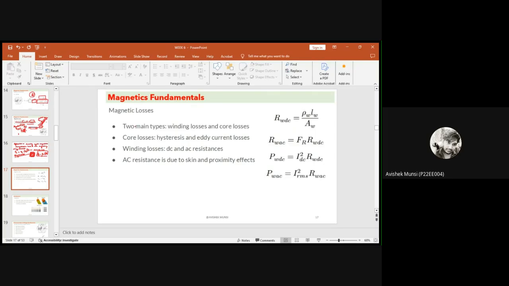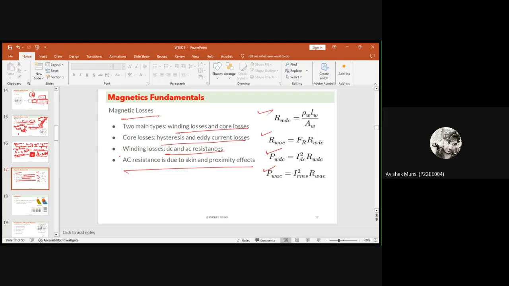So what are the factors about the magnetic losses? We said that it has two losses, winding and core losses. Hysteresis and eddy losses are the core losses. Winding losses include DC and AC resistance losses. This is the DC resistance power loss. This is the AC resistance power loss. So AC resistance is due to the skin and proximity effects. Okay. So other than the core losses there are winding losses also, right?